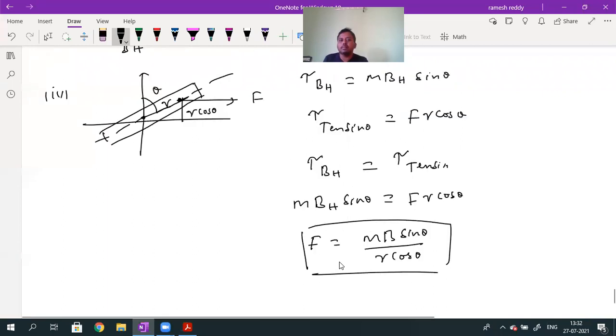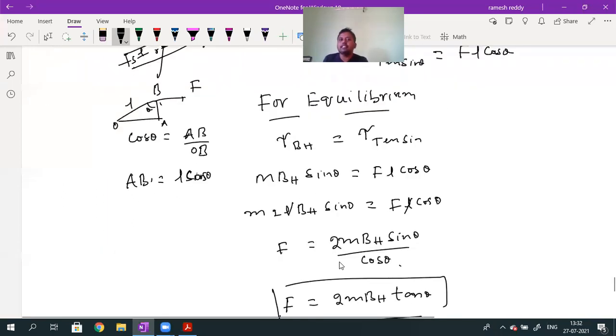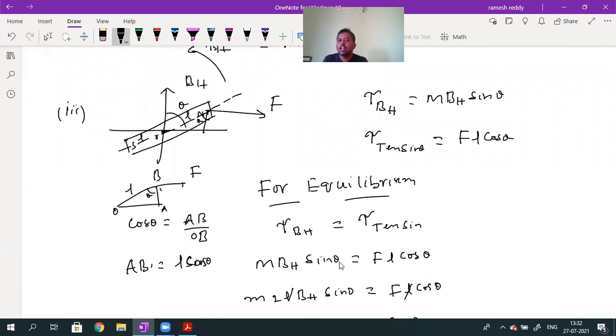What is the difference between this case and the last case? In the last case, the force is applied at one end. What is the perpendicular distance of this force from the fixed point? Perpendicular distance means this one, so this value is equal to L cos theta.